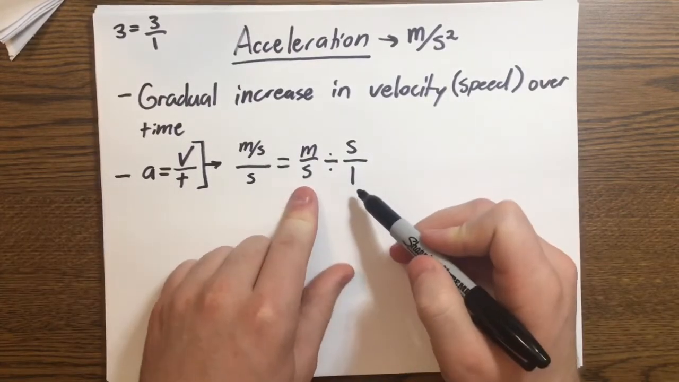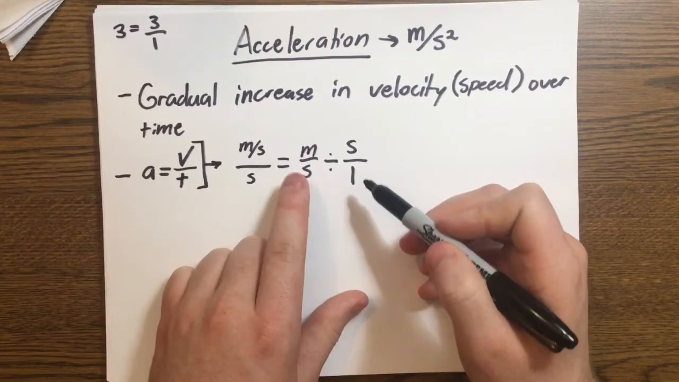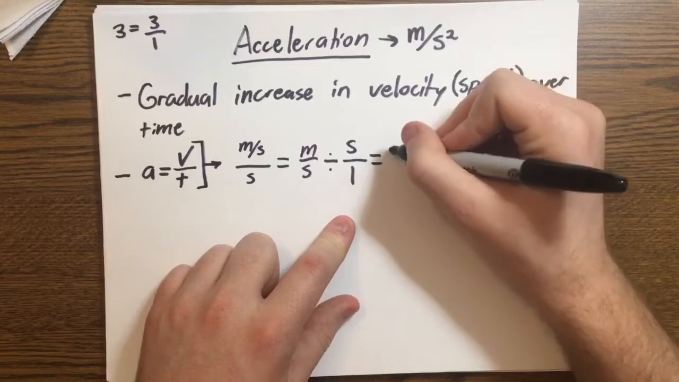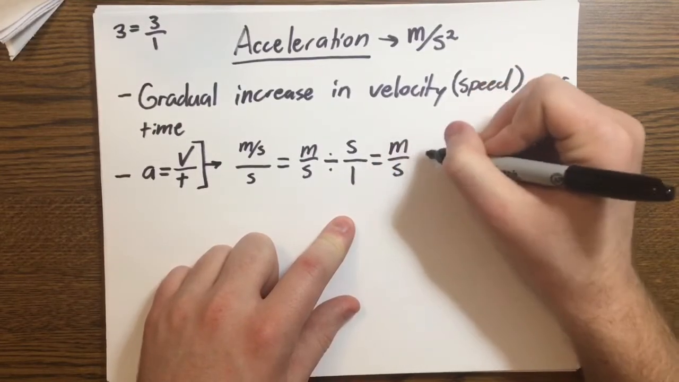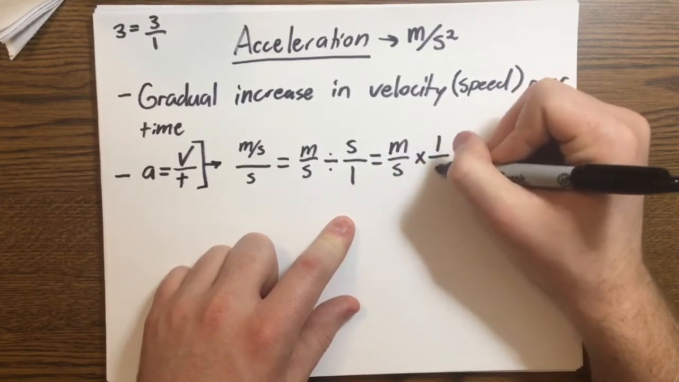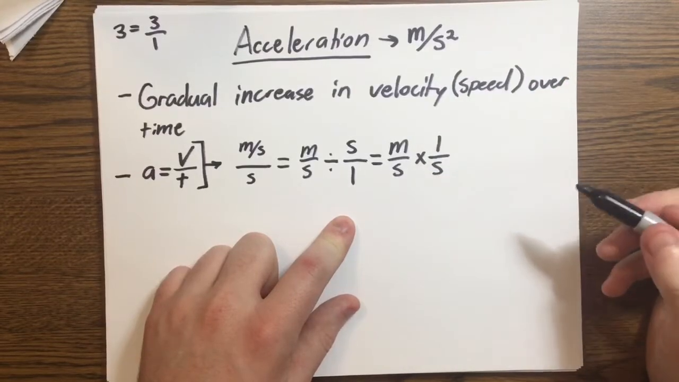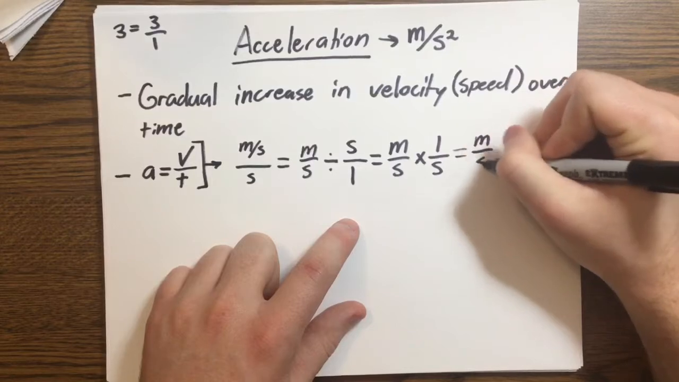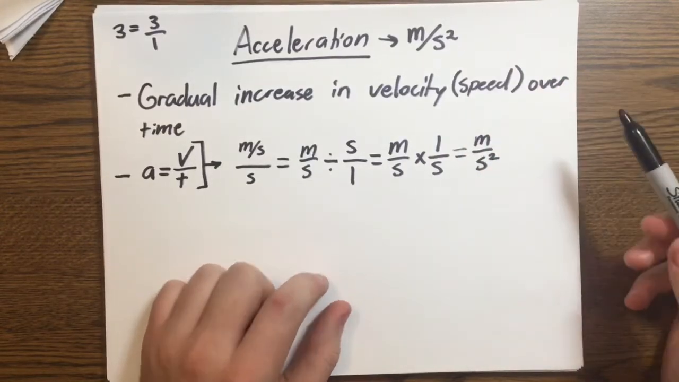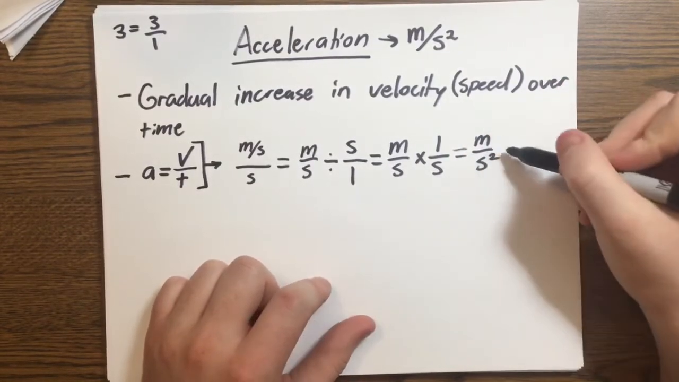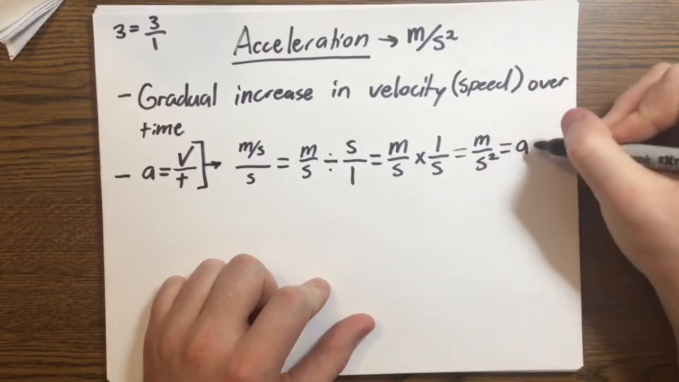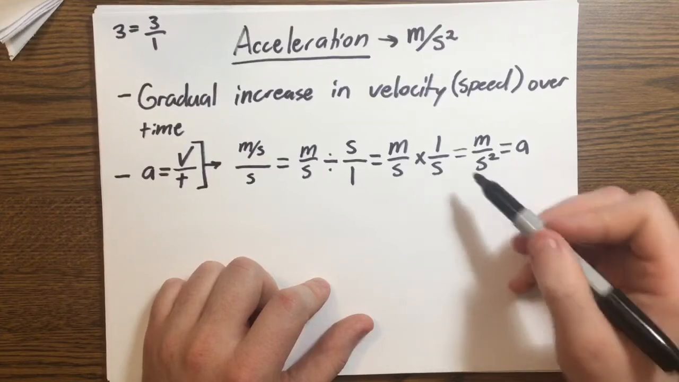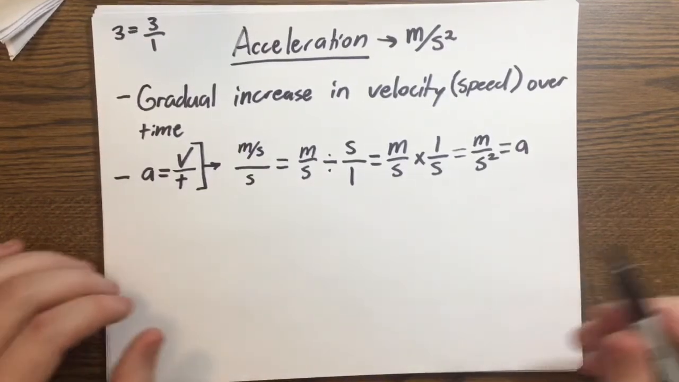And when we divide fractions, I know you've learned this before in a math class, remember we flip one side and then multiply. So this turns into meters per second times 1 over second. What we end up with when we multiply this across is meters per second squared. This is just so you know that is what acceleration is measured in. Acceleration is measured in meters per second squared. I wanted you to know how we got there. All right.